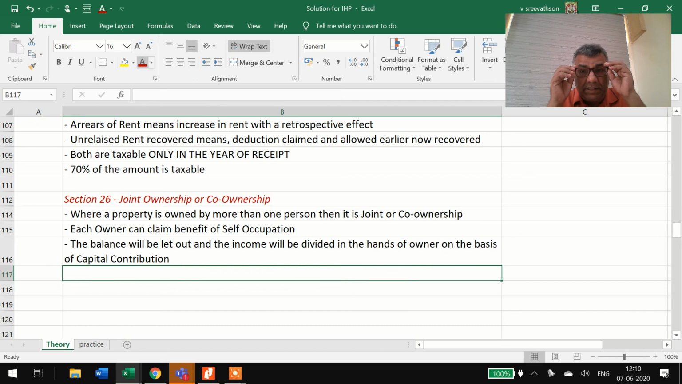The balance will be let out, but the most important is how will you tax the owners? You will tax it on the basis of capital contribution. So total 1 crore property, one owner contributed 70 lakhs, another owner contributed 30 lakhs. The total income will be divided amongst the co-owners in the ratio of 7:3.